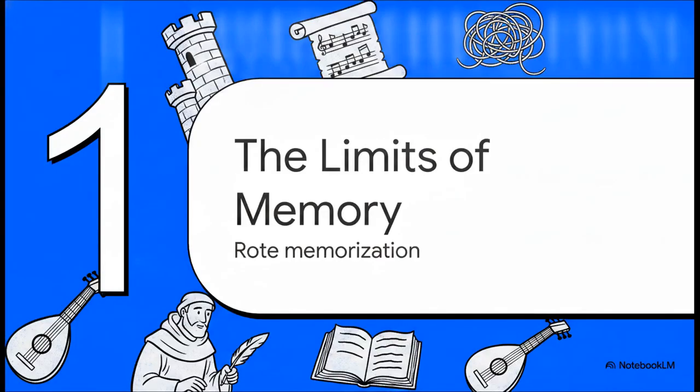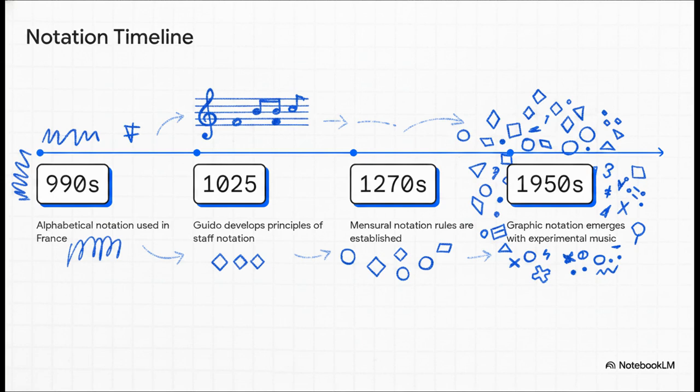Part 1. The limits of memory and rote memorization. To really understand any great invention, we first have to identify the massive bottleneck that forced it to evolve in the first place. When you map out the history, it's wild how spaced out these innovations are.